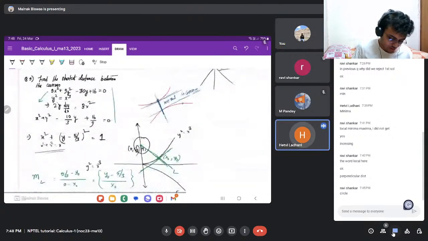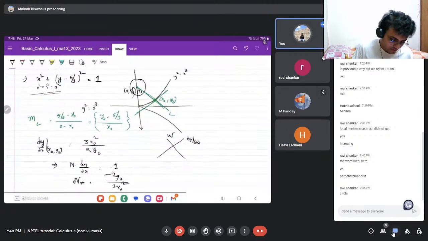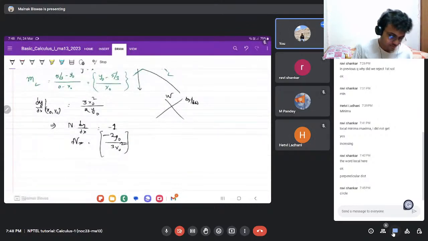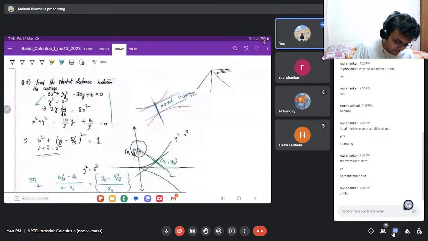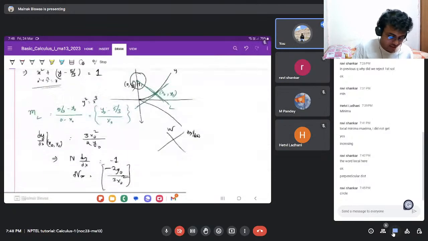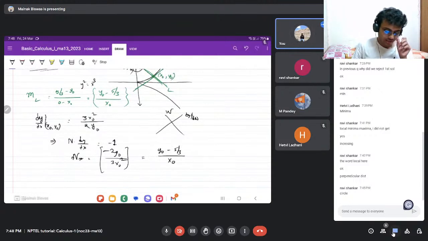Sir, 2y naught will come. Y naught, no square will come. Right? This is correct, right? Yes, I think it is correct. So minus 2y naught by 3x naught square. And this will be equated to y naught minus 5 by 3 by x naught, right? This has to be equal.